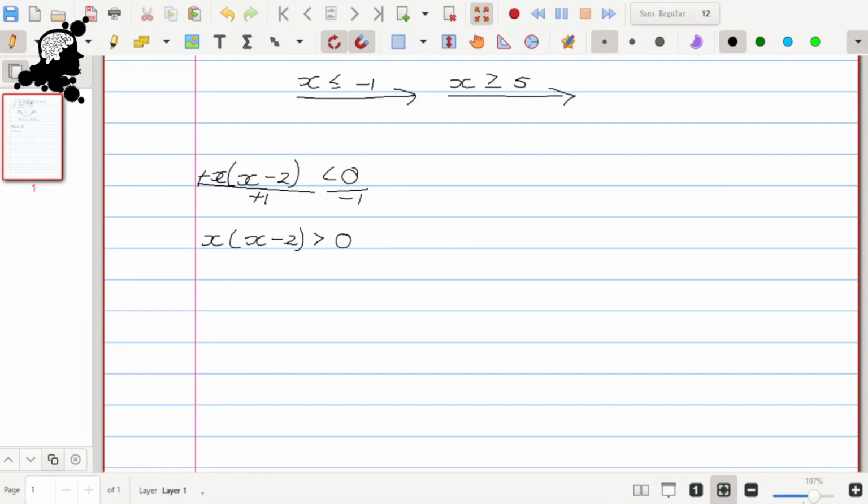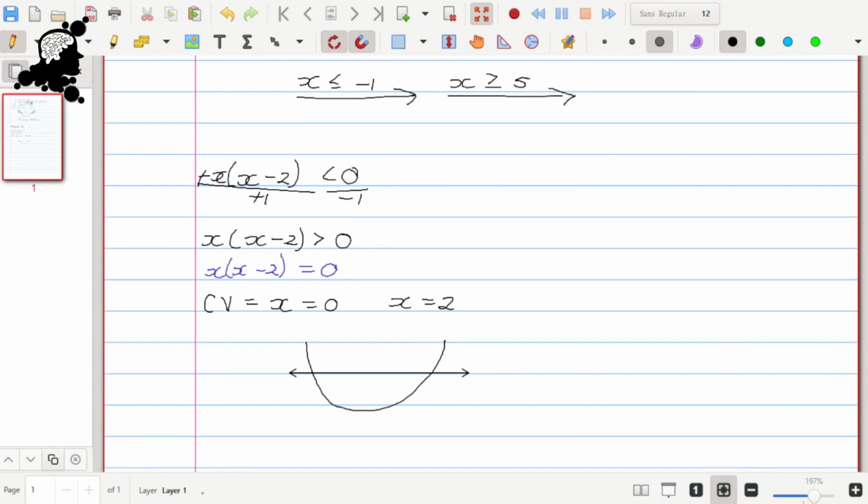Once again, we are going to pretend like this is an equation. So we're going to have something like x into x minus 2 is equal to 0. And by so doing, we are able to get our critical values. Our critical values are going to be x is equal to 0 and x is equal to positive 2. Once again, let me draw my diagram. So there we are. This is a curve which is concave up once again.